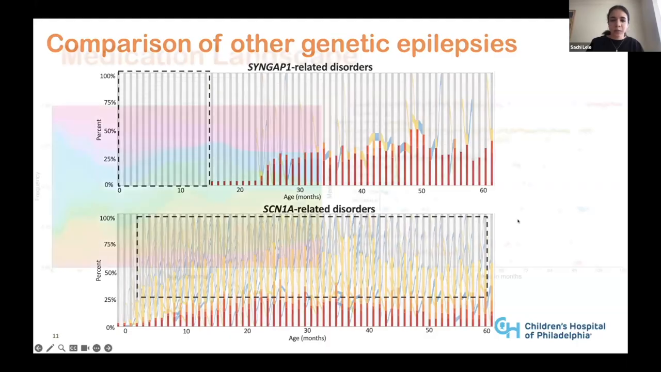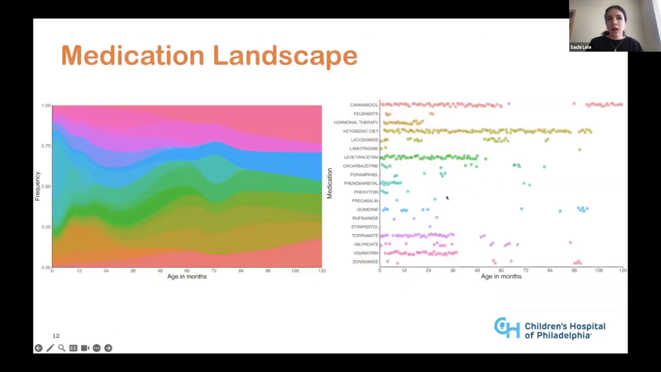So then our next question was, is there a specific medication or universal treatment that could effectively manage these seizures? The figure on the left shows the proportion of individuals that were taking a certain medication at a given age, and this is reflected on the figure on the right. Each dot represents an individual taking a medication at their given age. So you can see here that there really is no one universal treatment for managing these seizures.